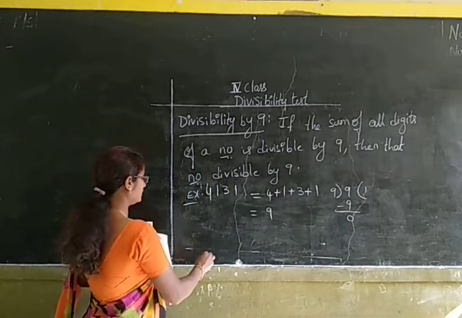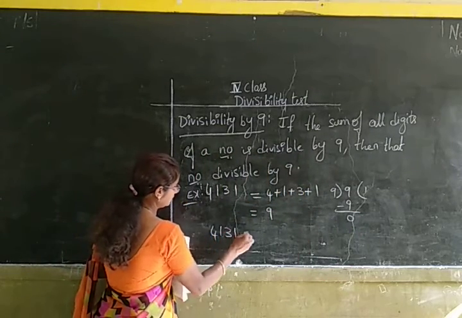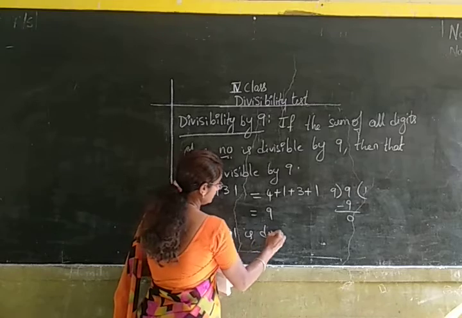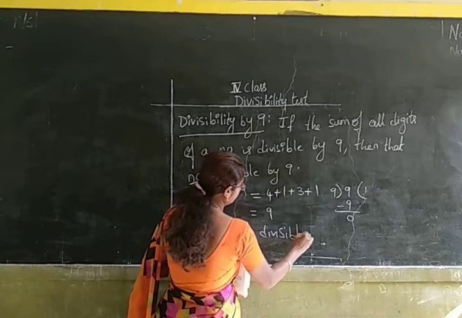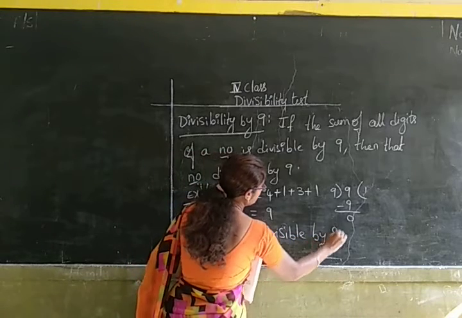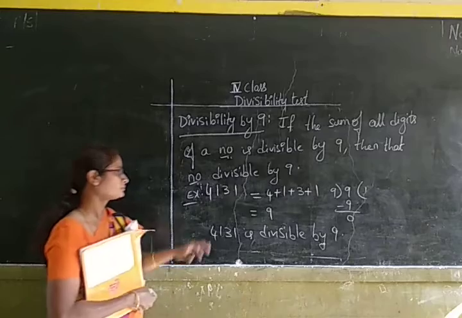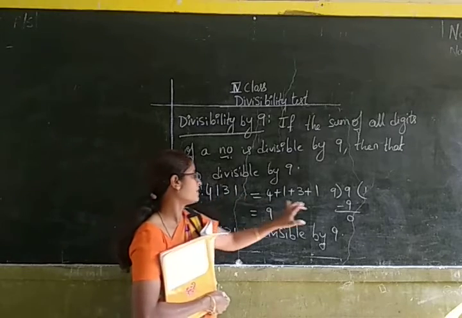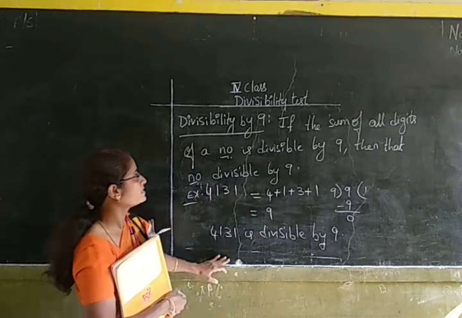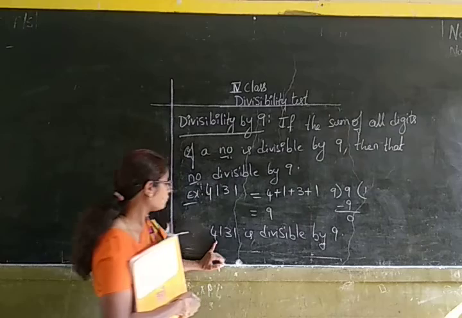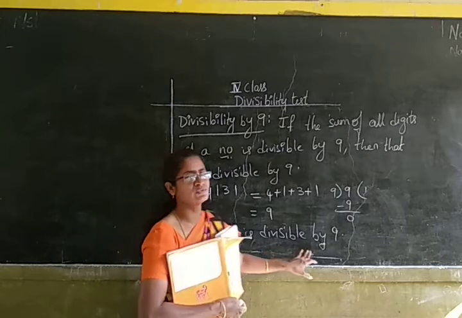So you can say that 4131 is divisible by 9. Did you understand, children? Here, the sum of the digits of the number is divisible by 9. So you can say that the number 4131 is divisible by 9.